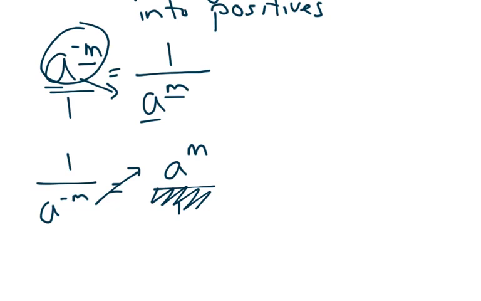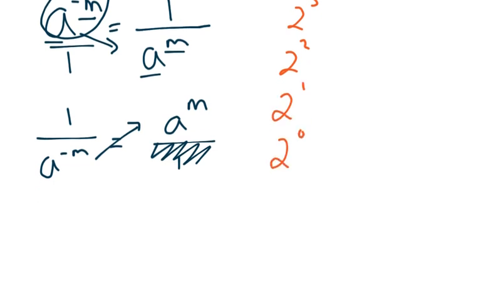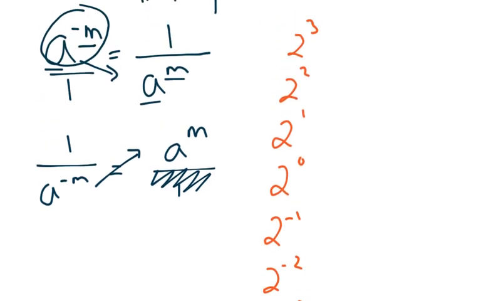You can do this example with any number you choose. I'm going to choose something fairly easy. I'm going to choose 2. So I'll list 2 to the third, 2 squared, 2 to the first, 2 to the 0, 2 to the negative 1, 2 to the negative 2, and then I'll do one more, 2 to the negative 3. Okay, I'm going to start up here with 2 to the third power. 2 to the third power is 8. You can type that in your calculator to check. 2 to the second power is 4. 2 to the first power is 2.